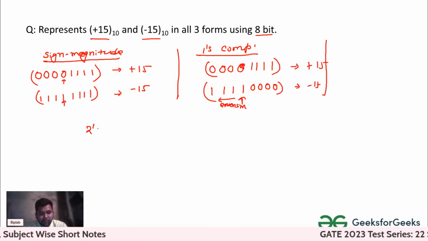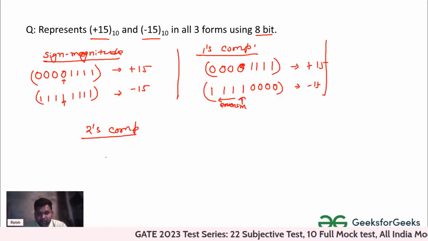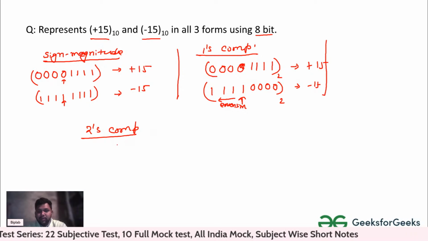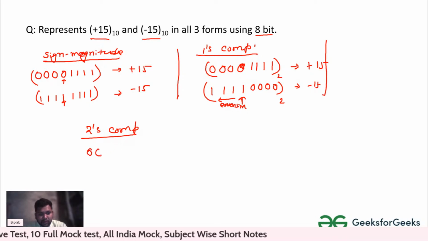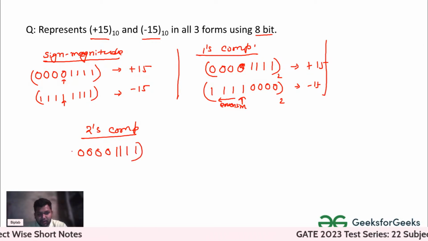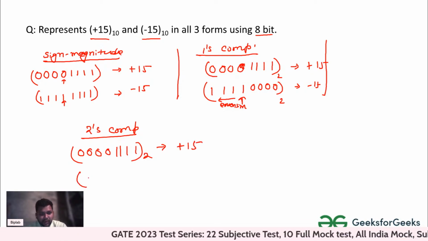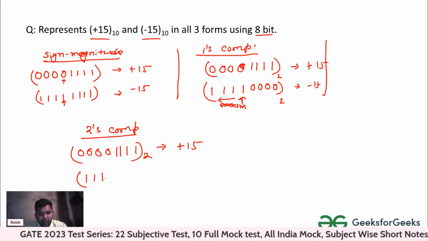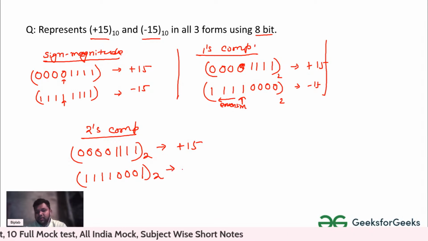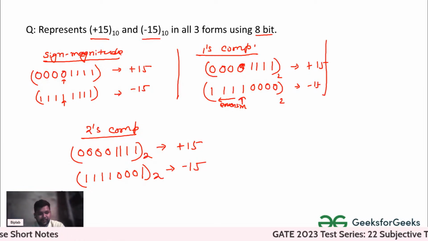Now comes the two's complement form. This is all base 2. In two's complement also, the positive number will have no change, so this is plus 15. But for the negative number, you add 1 to the complement, and 1 for the sign for a negative number. Is it clear? Okay, fine.